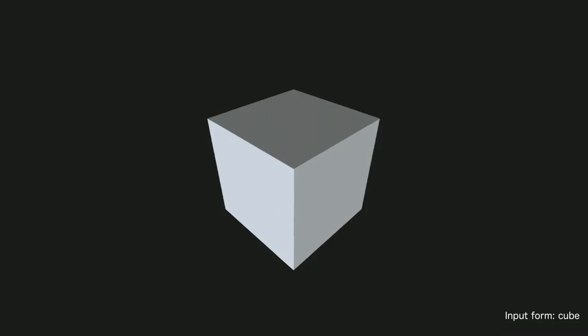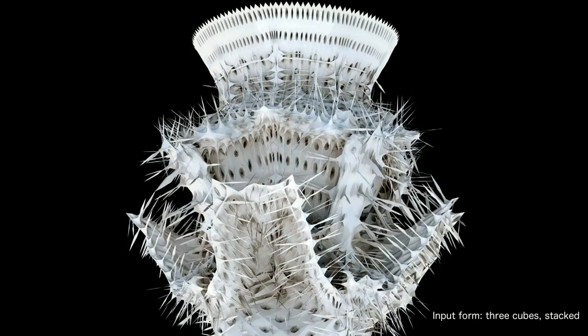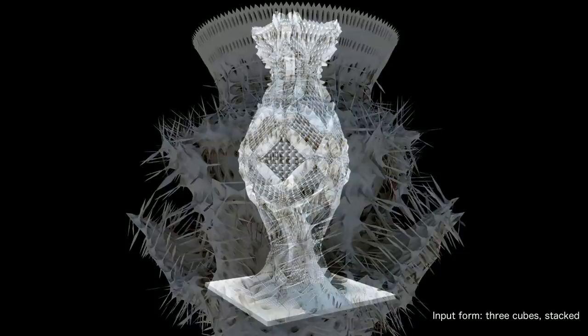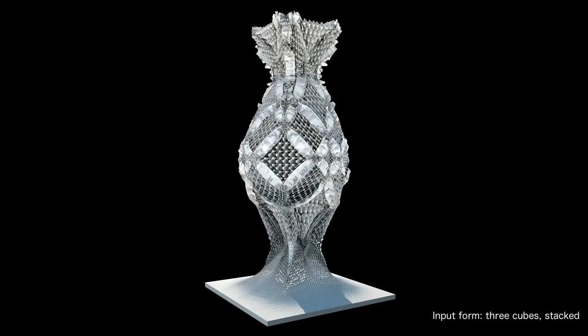And we can play with this. We can apply different folding ratios to different parts of the form to create local conditions. We can begin to sculpt the form. And because we're doing the folding in the computer, we are completely free of any physical constraints.